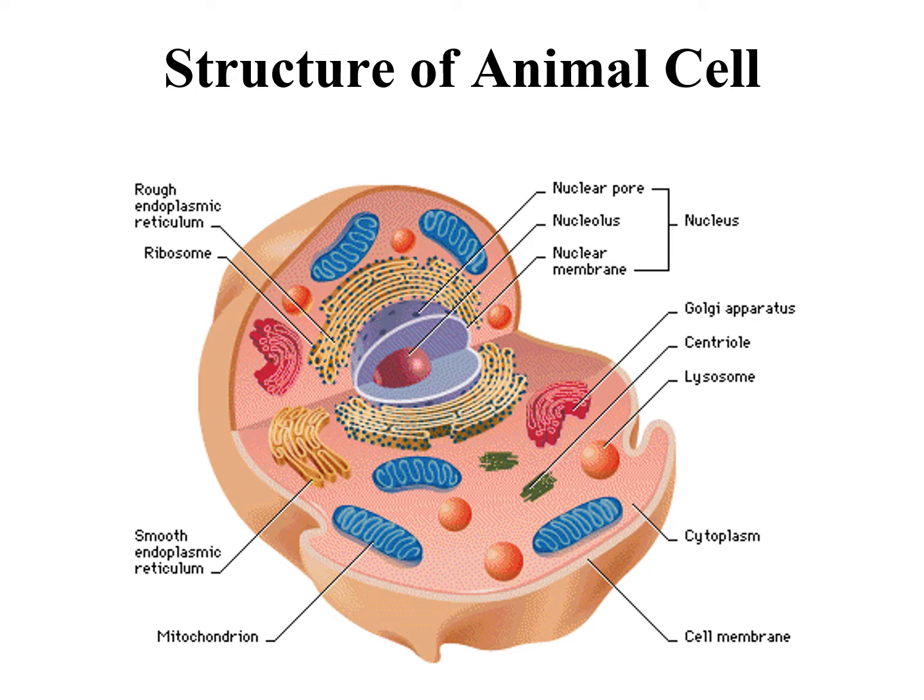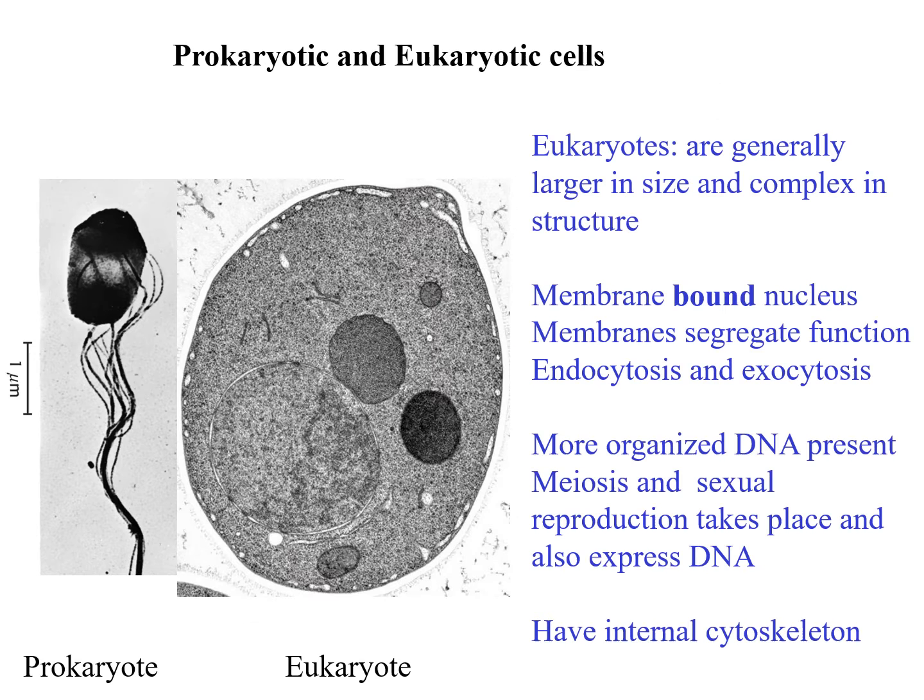So this is all about the animal cell, and as we all know, there is a difference in the cell wall. The cell wall is present in plant cells. In animal cells, only the cell membrane is present. That is the difference. Otherwise, almost all organelles are present in animal cells, right?